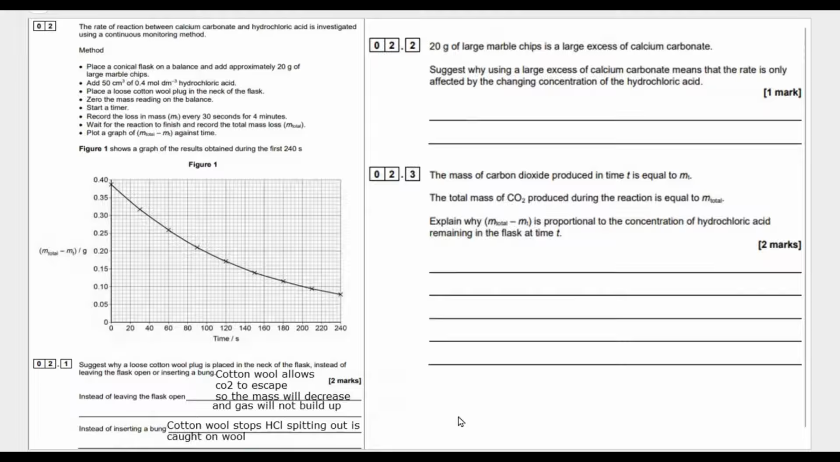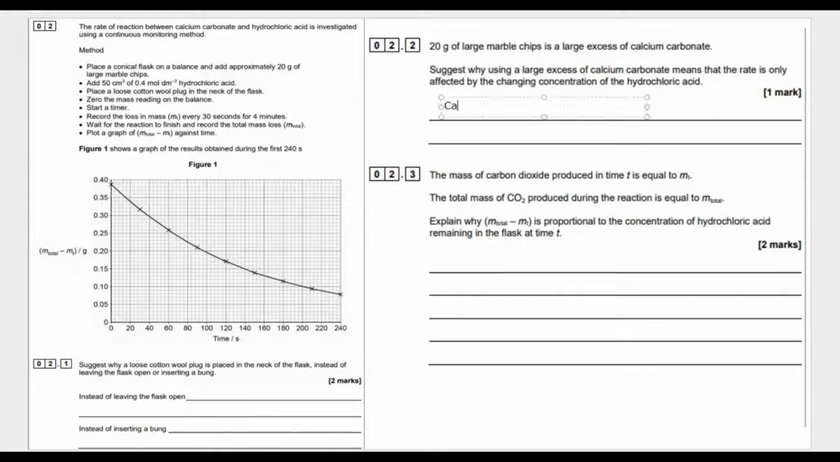2.2: 20 grams of large marble chips is a large excess. So they use tons of calcium carbonate for just a small amount of acid. Suggest why they used a large excess of calcium carbonate, and why this means that the rate is only affected by the concentration of hydrochloric acid. So what is the purpose of using a large amount of calcium carbonate? Pause the video and have a think.